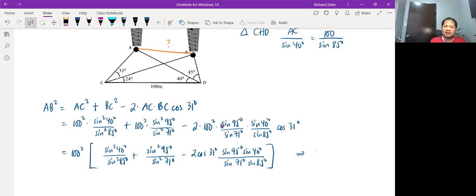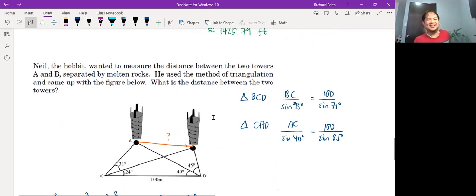Wait, not necessarily, because after all, it only says here that he used the method of triangulation and came up with the figure below. The Hobbit would say, oh wait, did I have to find AB? It's not in the instructions to the Hobbit. We're the ones being asked, Joshua, what's the distance between the two towers? Alright.